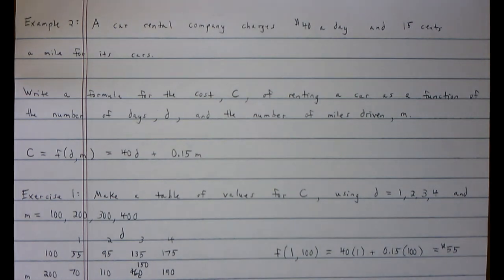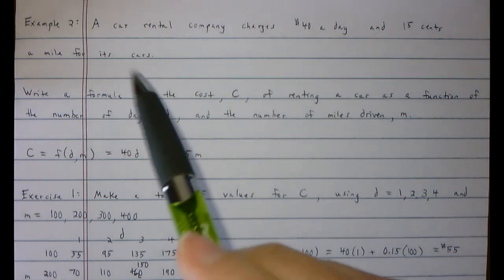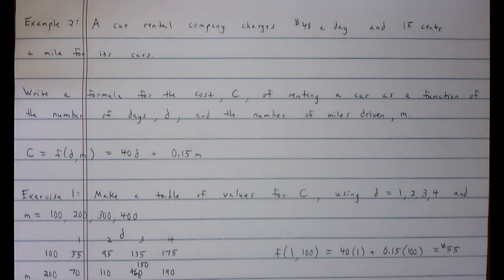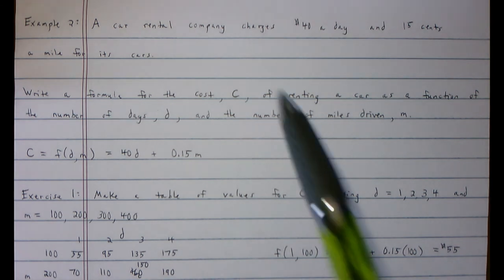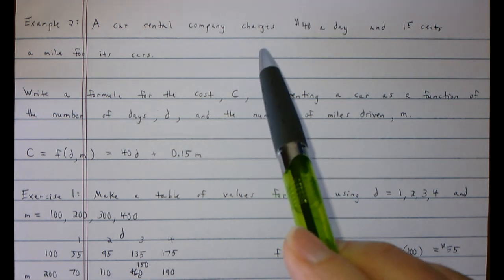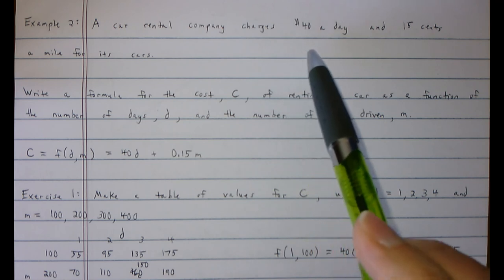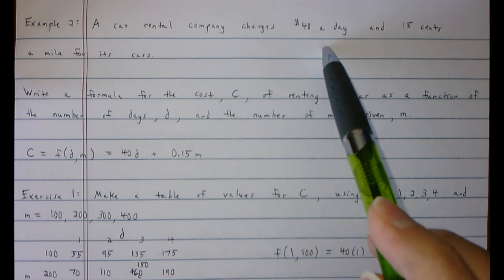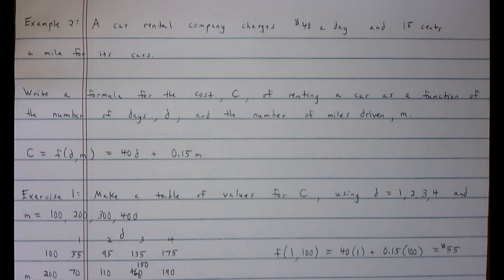Let's look at example 2 from the text. A car rental company charges $40 a day and 15 cents a mile for its cars. So notice the cost of the car depends on two things, the number of days that it's rented and the number of miles that it's driven. Let's write a formula for the cost, C, of renting a car as a function of the number of days, D, and the number of miles driven, M.